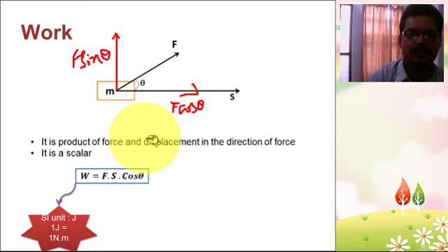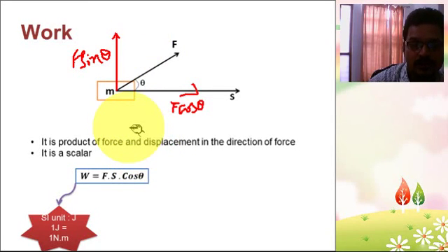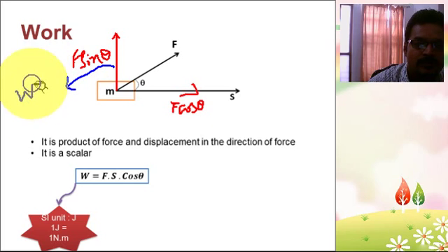If you ask the question, what is the amount of work done in the F sin theta direction, the answer is 0, because in the F sin theta direction there is no displacement along F cos theta. So therefore in the F sin theta direction the amount of work done is 0. So always you need to see whether displacement is there in the particular direction or not. If there is no displacement, work done is 0.